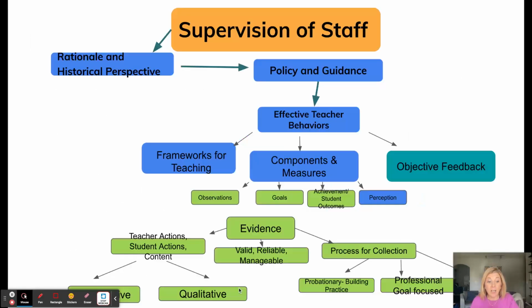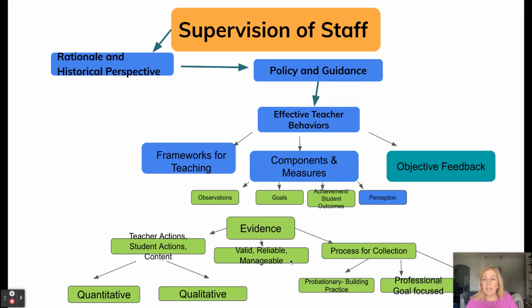So we're going to touch on those same topics that we talked about last week, which is collecting very detailed and descriptive information about teachers' actions, student actions. We're going to focus a little bit more on content. We want our evidence collection to be valid, reliable, and equally important, reasonable and manageable. And in order to do that, we are going to refine and continue to develop our own process or ideas about how we would go about collecting evidence as part of an evaluation system.